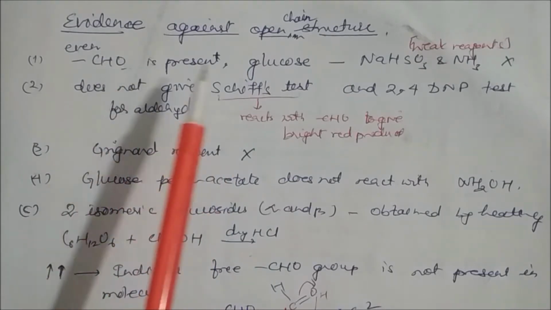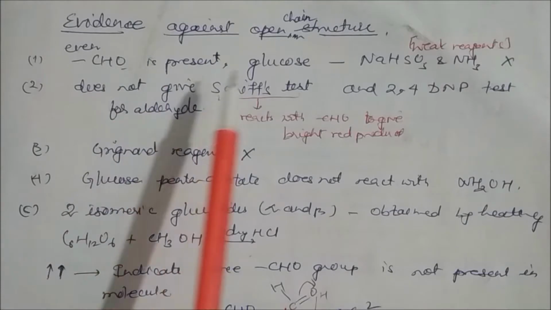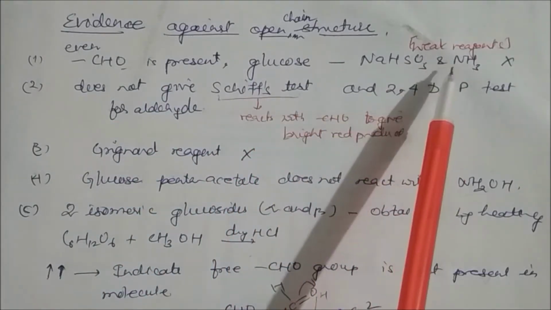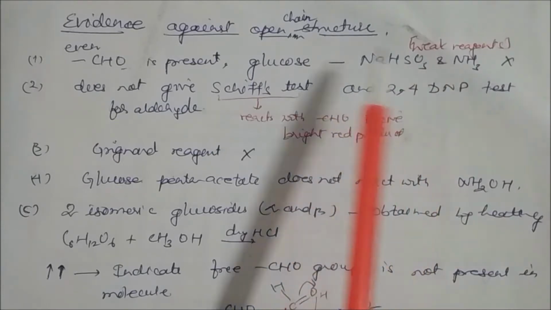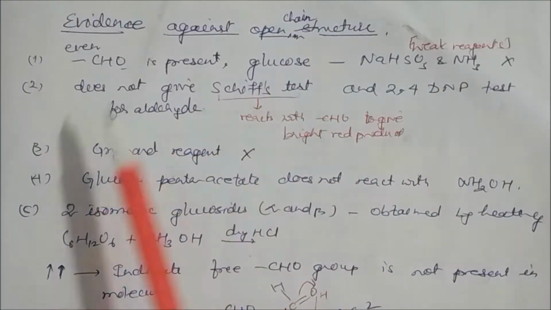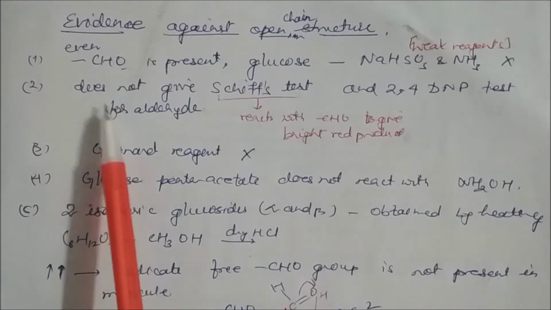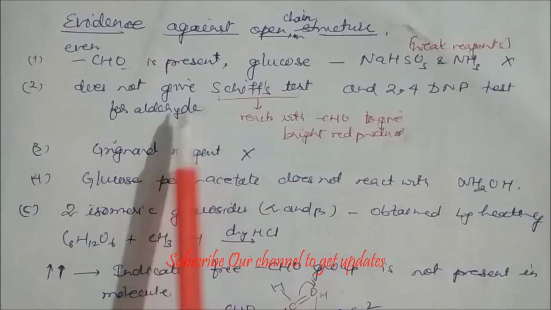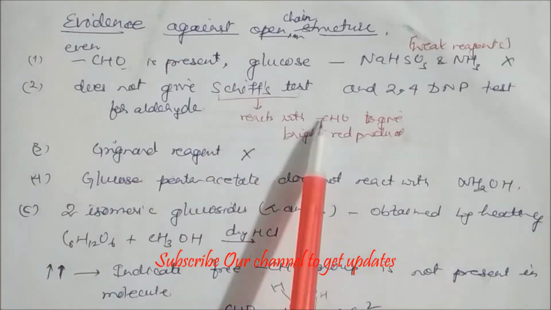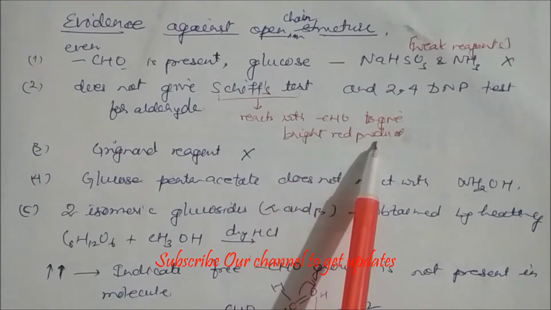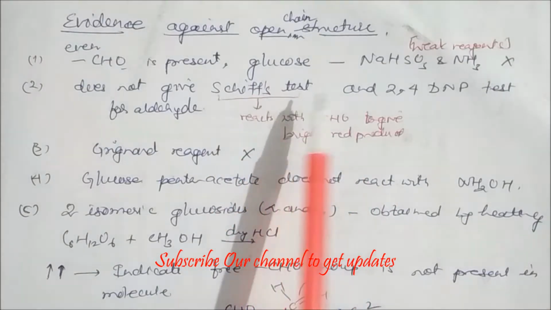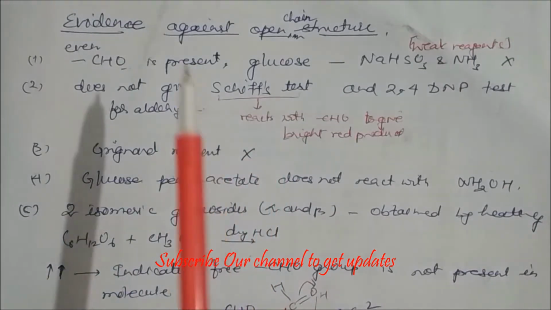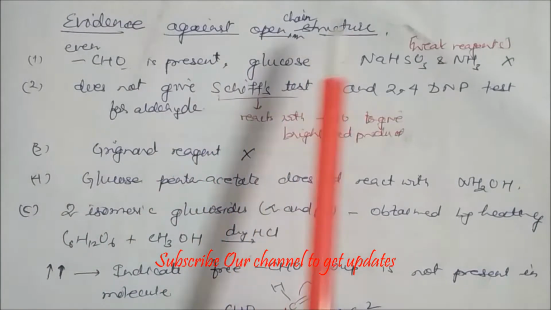Now, as in the open chain structure an aldehyde is present, glucose should react with sodium bisulfite and ammonia. They are weak reagents, but these reagents do not react with this structure. It also does not give Schiff's test, which is the special test for aldehydes, where the aldehyde reacts to give a bright red product. Schiff's test and 2,4-DNP test both do not react with glucose. This means the structure is not an open chain structure.